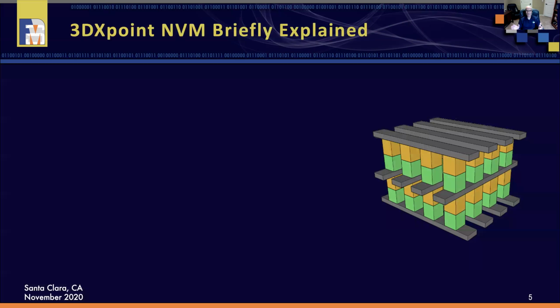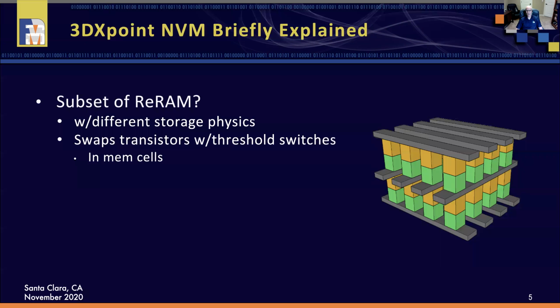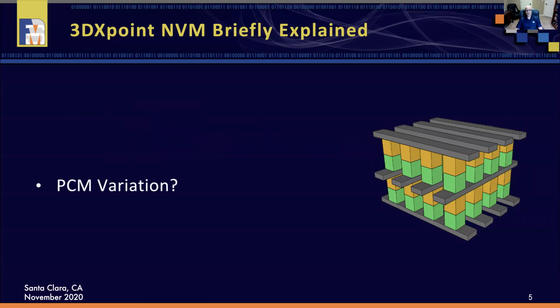I'm going to briefly explain what this non-volatile memory is. A lot of people think that it's ReRAM or a subset of ReRAM. That's because it uses different storage physics and it swaps transistors with threshold switches in the memory cells. And it looks a lot like resistor RAM, right? ReRAM. Other people think it's a PCM variation, partly because Intel and Micron had worked with some PCM materials before they came out with 3DXpoint.